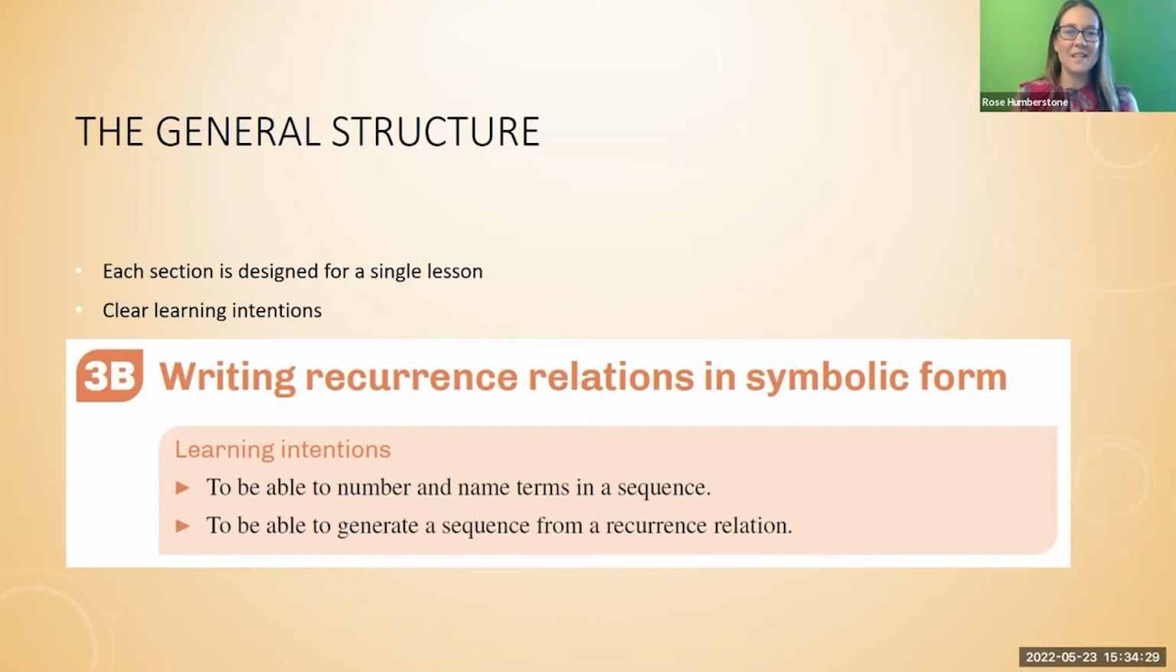Each section begins with a clear list of learning intentions for that section. So here, for example, we have writing recurrence relations in symbolic form, and the 2 learning intentions are to be able to number and name terms in a sequence, and also to be able to generate a sequence from the recurrence relation. This is really important because it's then clear to the students what they should be able to do by the end of the lesson. And it's also helpful to the teacher to be able to quickly see these are the key skills and learning intentions of this section.